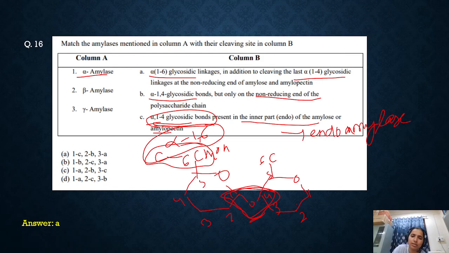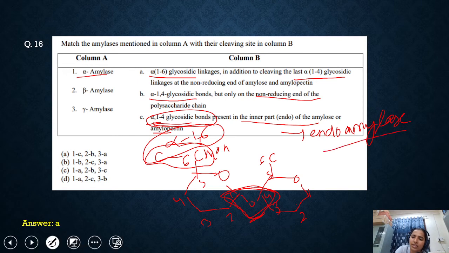So this alpha amylase is also called endoamylase, meaning it is breaking the chain in the inner part, not the corner monosaccharide. It won't break that.